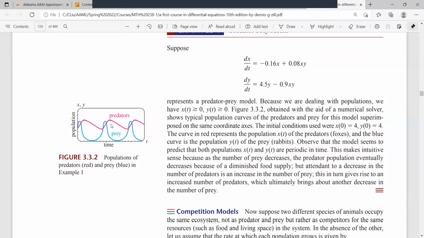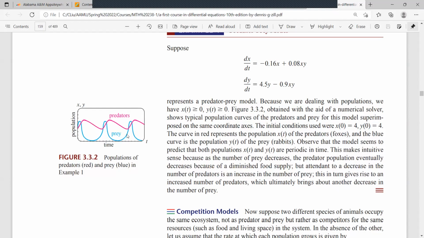And because of the decrease of population of rabbits, the population of foxes will also decrease with some time delay because of shortage of food, and then that again gives a chance for the rabbits to grow in population and so on. So you can see that this whole curve makes sense, right?